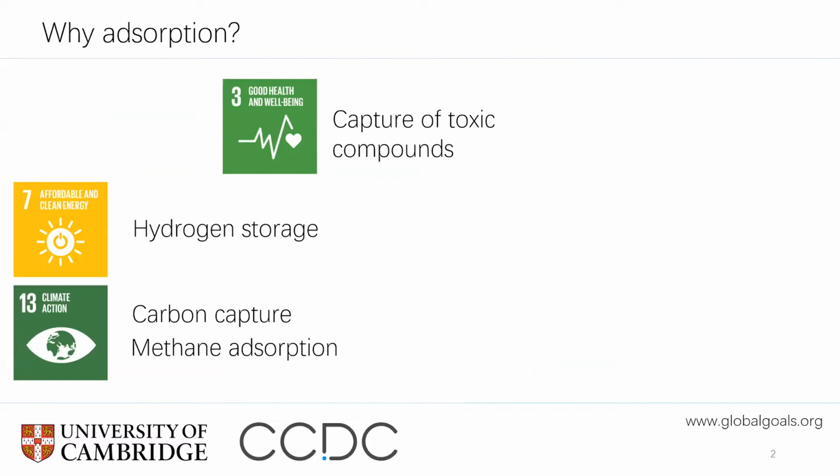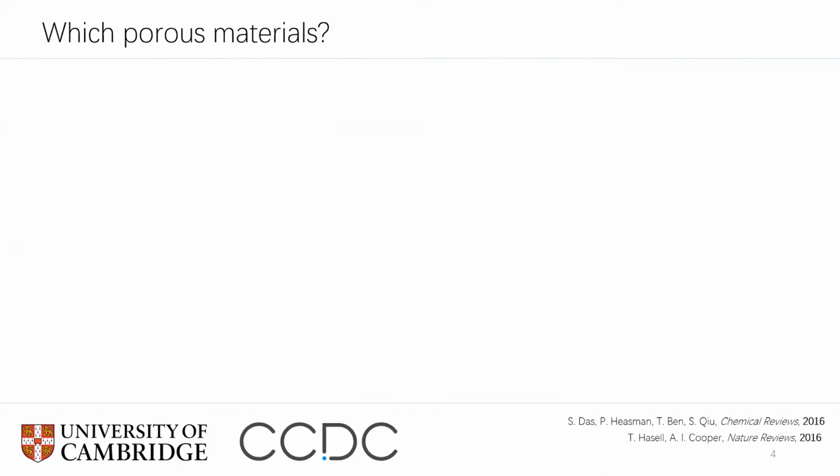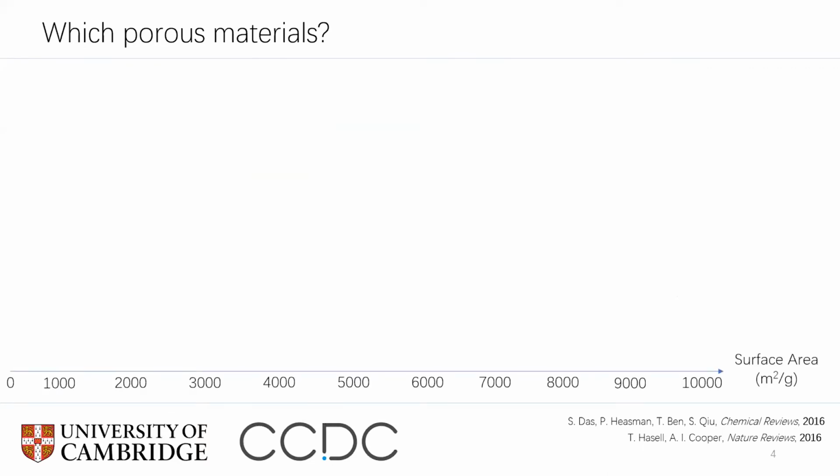And the way we do this is by means of porous materials. The idea is to physically adsorb the molecules of interest at the surface of the pores so that we can store them or separate a mixture. So when we talk about porous materials, we like to think in terms of surface area because that gives us an idea of how much adsorbate we can take.